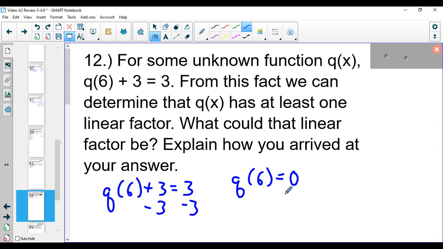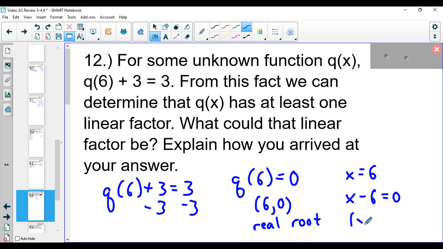Oh, and this is actually really important. That's giving us not a factor yet, but a coordinate of (6, 0). The x value is 6, the y value is 0. So that's on the x-axis. This is a real root. And a real root gives us a linear factor. So it's going to be x equals 6. And if we sort of undo the zero, work backwards, like we were doing the zero product property backwards, that would be x minus 6 equals 0, which means x minus 6 could be a factor of this function q of x. Okay, can we write that so it looks like a 6 though? And is that the answer? Yeah, x minus 6. And it does say explain.